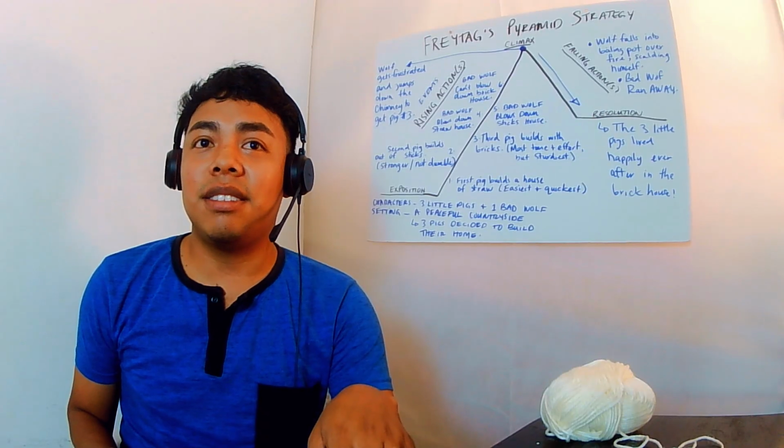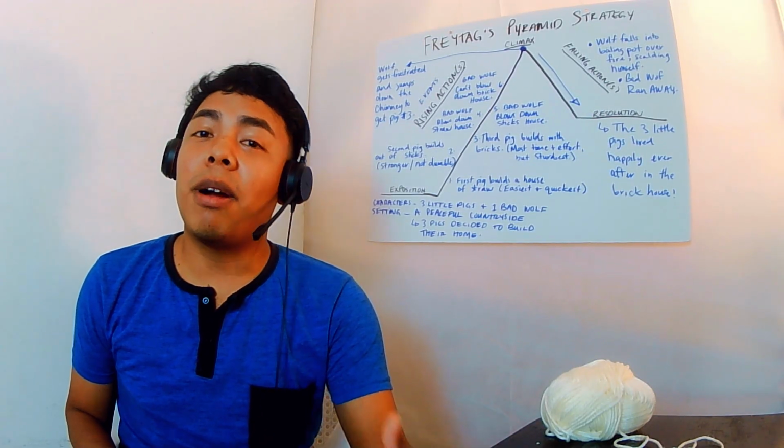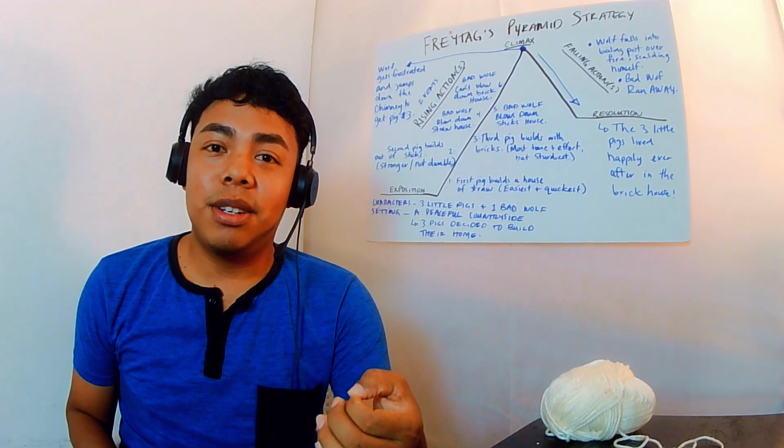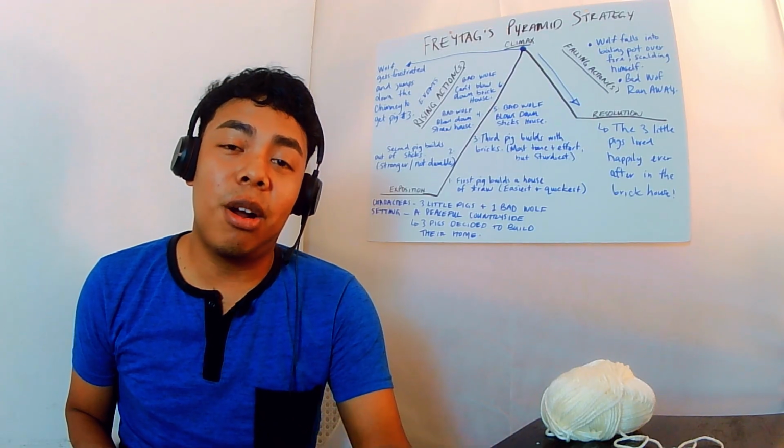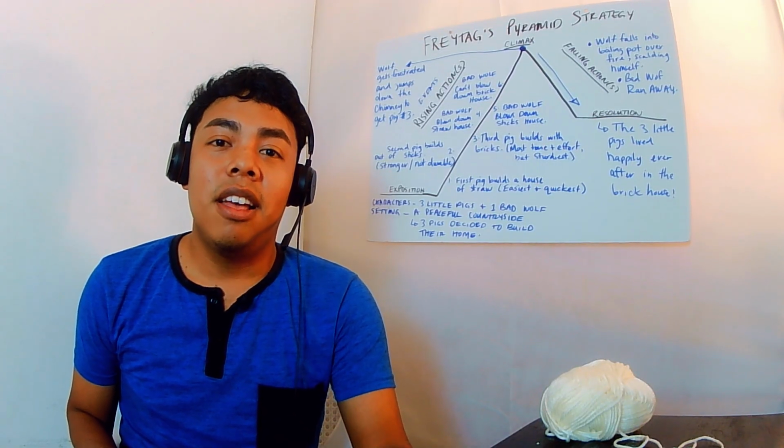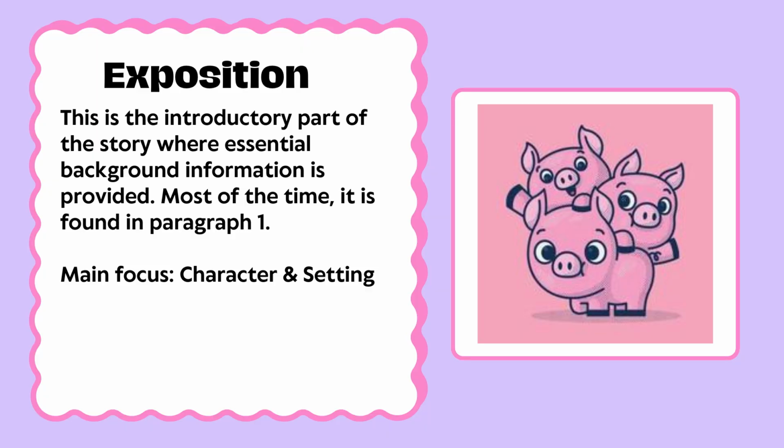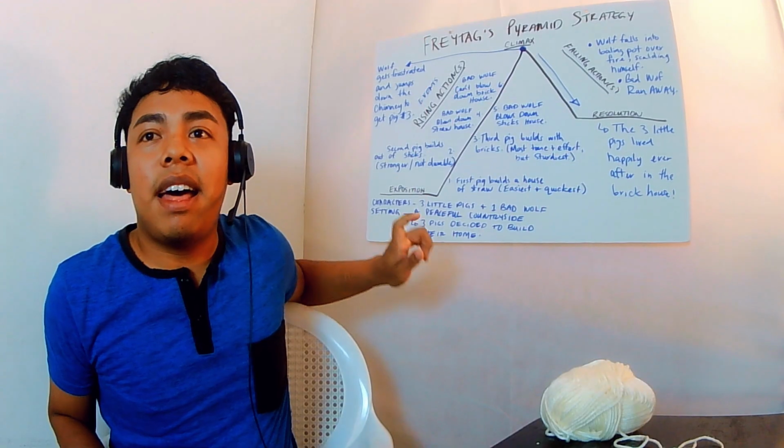With the exposition, we have an introductory part of the story. We want to understand here the essential background information in the story, specifically who the characters are and what the setting of the story is. That is the main focus, and mostly we can find the exposition of a story in the very first paragraph of the story.